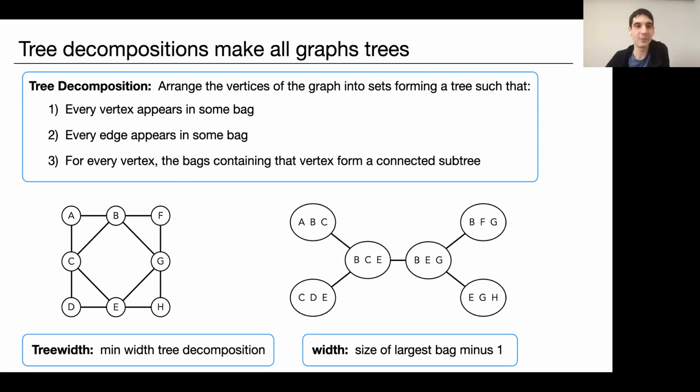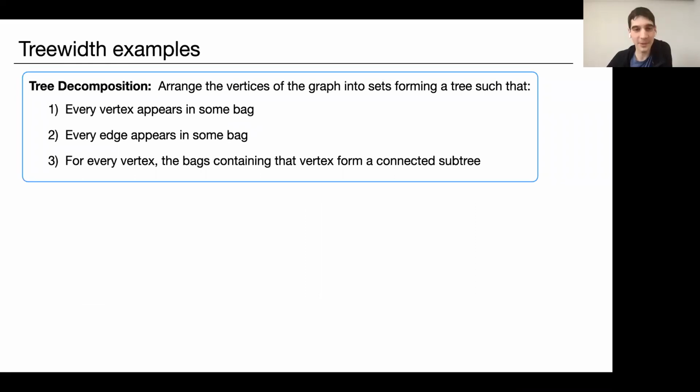When you first encounter these things, they're hard to work with, and I don't claim to get you all the way there in this talk, but maybe some examples might be useful. First and foremost, a tree is very much like a tree, so it should have small treewidth, and in fact it does. It has treewidth 1.